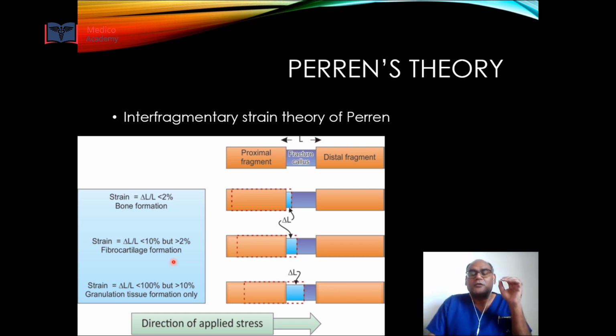So if you see a delayed union, that means you have to modify this strain from the 10 to 2% range to less than 2% range. That is why for delayed union, for example, if you see a delayed union after an intramedullary nailing in femur, we understand that the strain is between 10 to 2%. So there is callus formation, but it is not bridging the fracture. So you have to increase the stability.